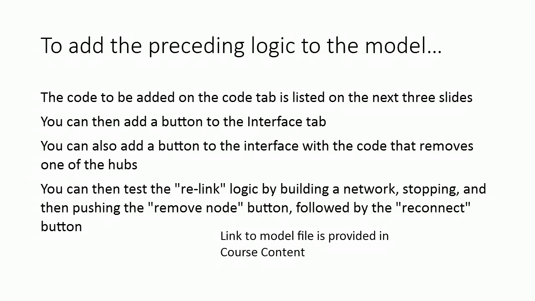All right, so using that kind of logic, the specific code that I created is on the next 3 slides. And I'll briefly talk through that code, going into somewhat more detail about how we accomplish the pseudocode task described earlier. You can then put a button on the interface tab to implement that code. You could also put a button on there that just does the removal of one of the hubs. Then you could quickly retest over and over again the relink logic by building a network, stopping it at some point, pushing the remove node button, followed by the reconnect button, and just see what happens.